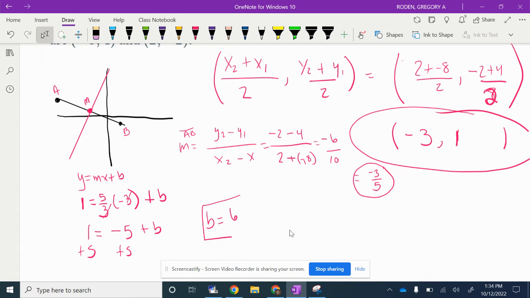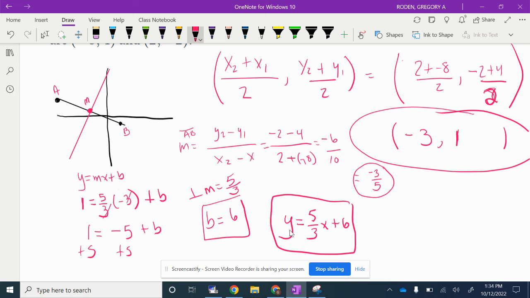Okay, so we know b equals 6. What's our perpendicular slope, Ben? Positive 5/3. Okay, so what's your equation, Ben? Y equals 5/3x plus 6. You guys see that? Does that make sense, guys? Okay. All right. Any questions?